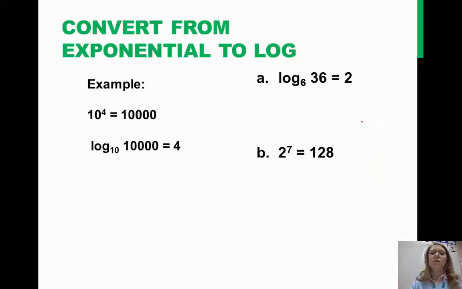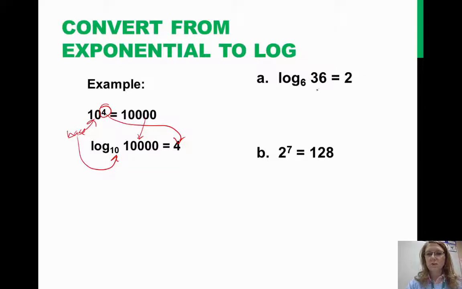So we have here 10 to the fourth equals 10,000. I can convert that by noticing that this is the base, so that's going to be the base of my logarithm, and whatever this is equal to is going to be what I'm taking the log of, and the exponent is going to become what my log is equal to.